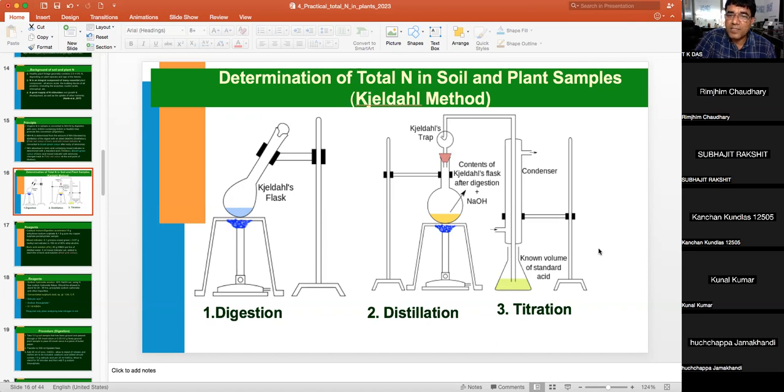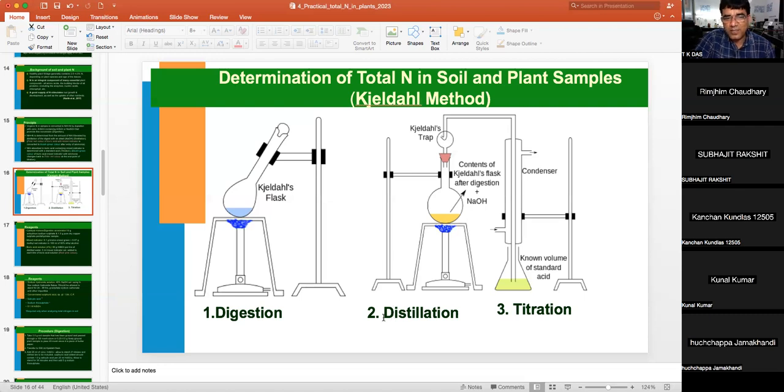Simultaneously, you can run a blank sample. Whatever you have done for the soil sample or plant sample, you need to do the same for the blank sample, except that you do not put soil or plant material into the Kjeldahl flask. Ultimately, you will also get some reading for the blank. This is a kind of calibration, because your chemicals may also have some impurities. To overcome those kinds of errors, we always have one blank sample.